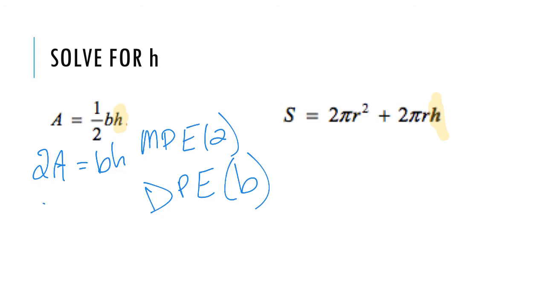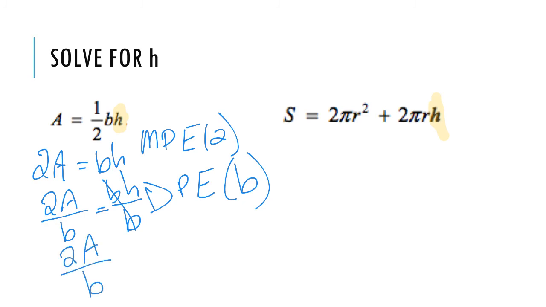So that will give me 2a divided by b equals bh divided by b. Well, these are going to cancel. And I just get 2a divided by b equals h. By the way, this is the formula for a triangle. So this would be how I can figure out from the area and the base what the height of the triangle was. These are things that we use all the time.